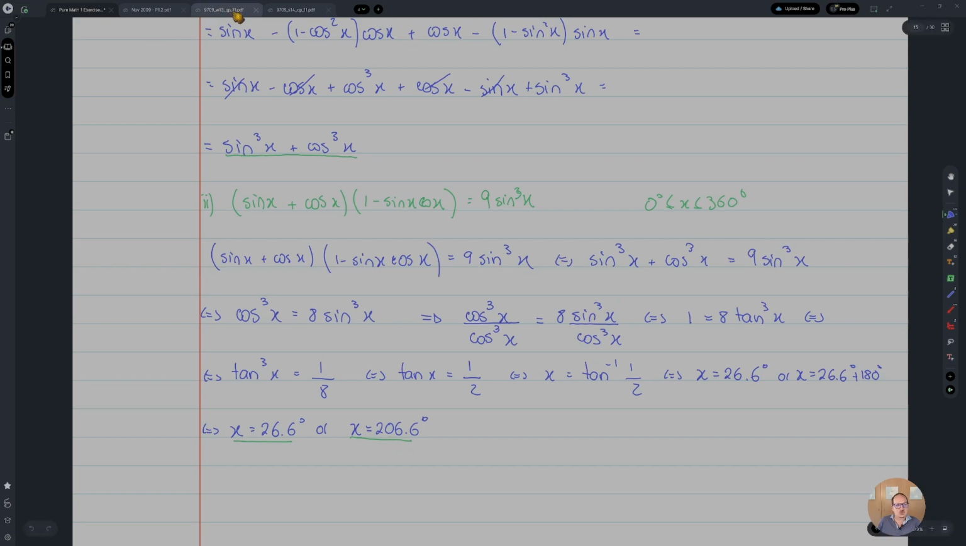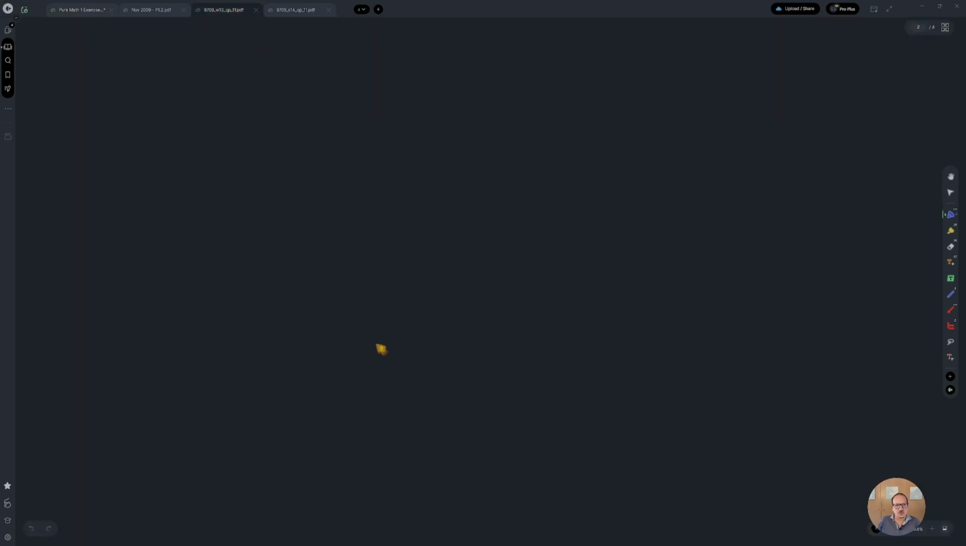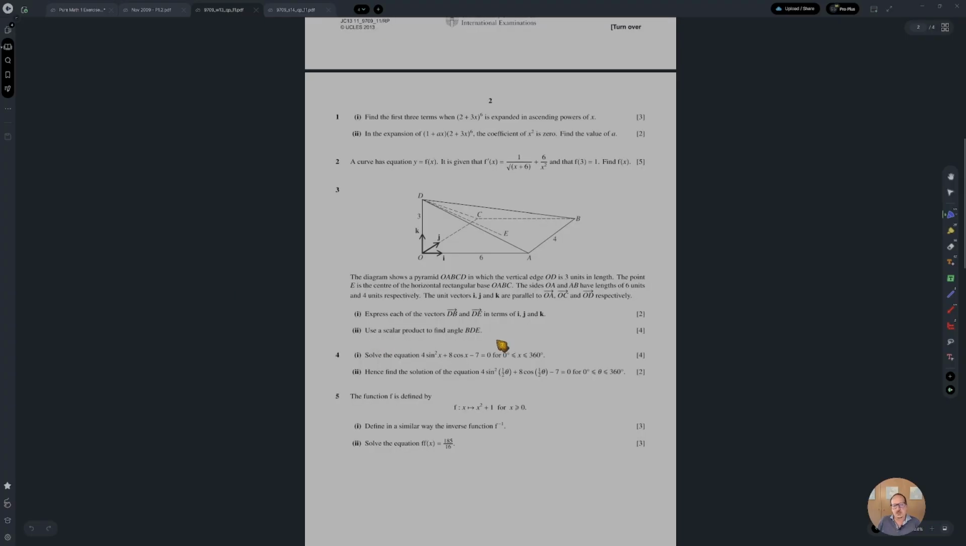Next question is this one. This is from winter 2013, paper 11. Question, where is it? It's this one over here, question 4. Solve the equation 4 sine square of x plus 8 cosine of x minus 7 equals 0 for this interval over here. And then hence, see here, they already showed the hence. Find the solution of the equation, this one over here.